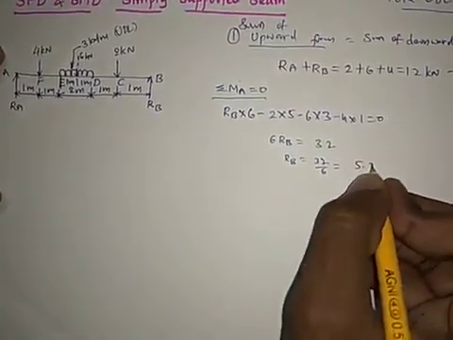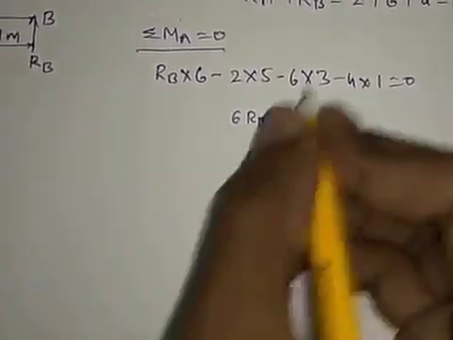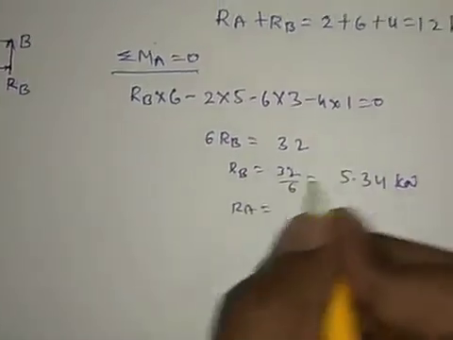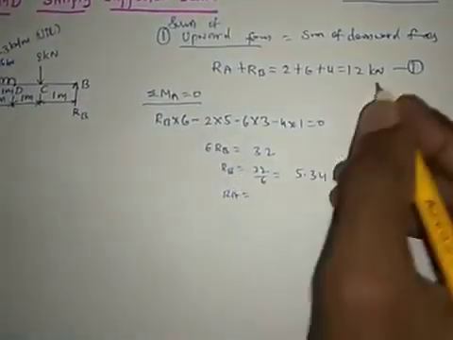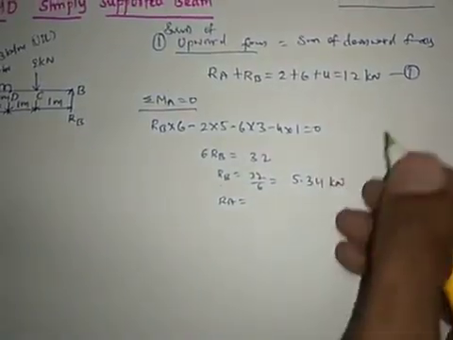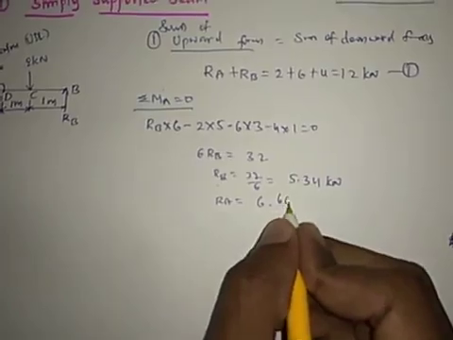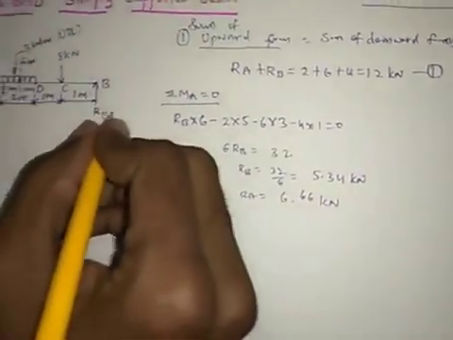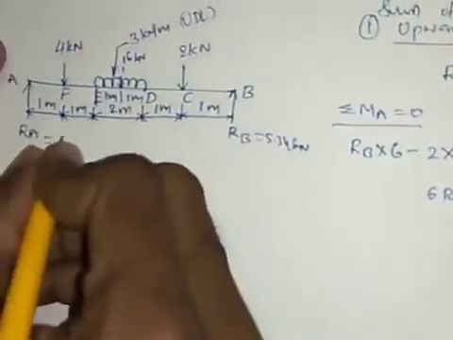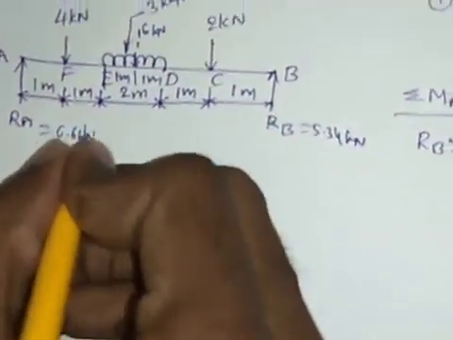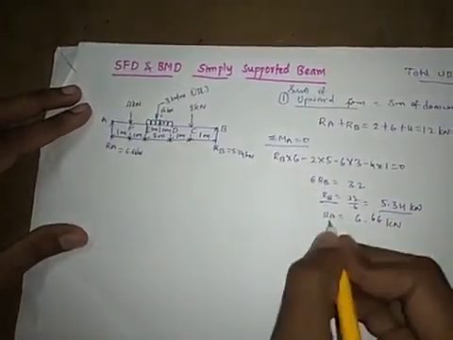Approximately, you will get 5.34 kilonewtons as the RB value, and the RA value you will get by 12 minus this. Substitute this RB in equation 1, because RA plus RB is 12, so RA is 12 minus 5.34, this is 6.66 kilonewtons. So the RB value is 5.34 kilonewtons, and the RA value is 6.66 kilonewtons. And yes, so we got the reaction forces RB and RA.